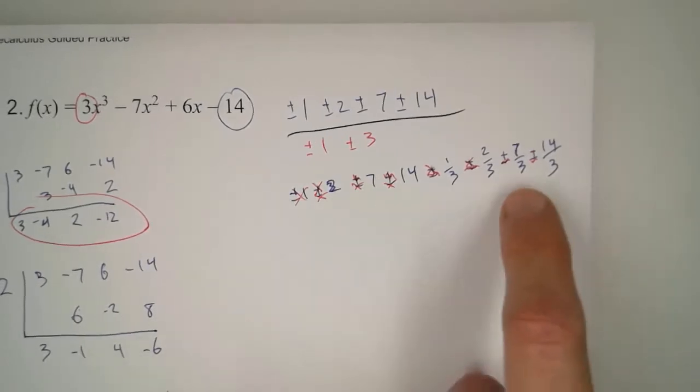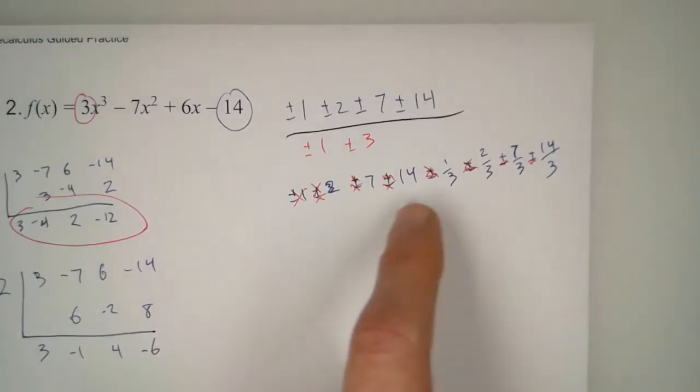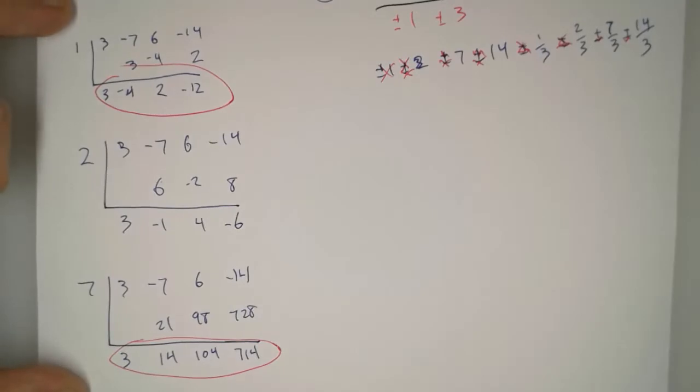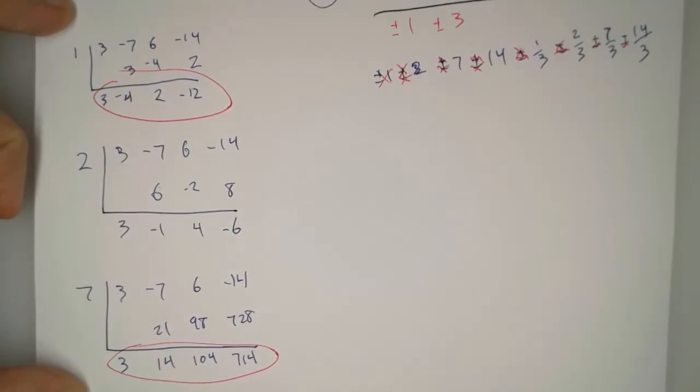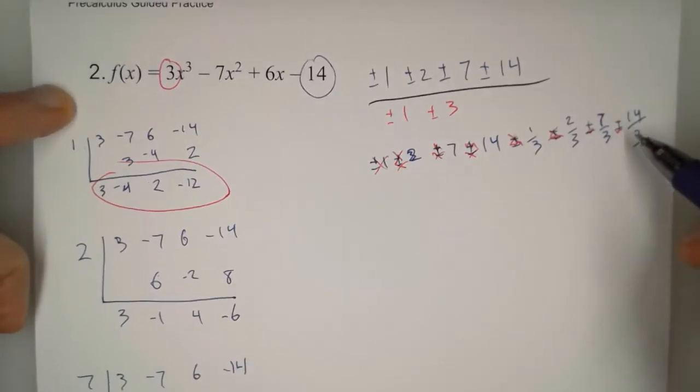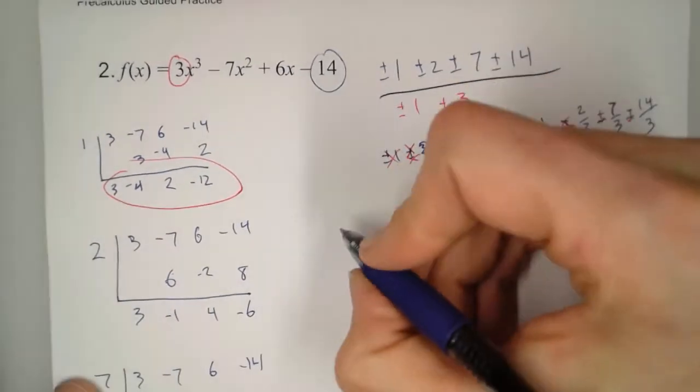Now, how many numbers do we have to start with? We have 16 numbers right here. And we've only done synthetic division 3 times. And just by doing it 3 times, we've already eliminated all but 2. We've eliminated 14 of our possibilities. So not bad.